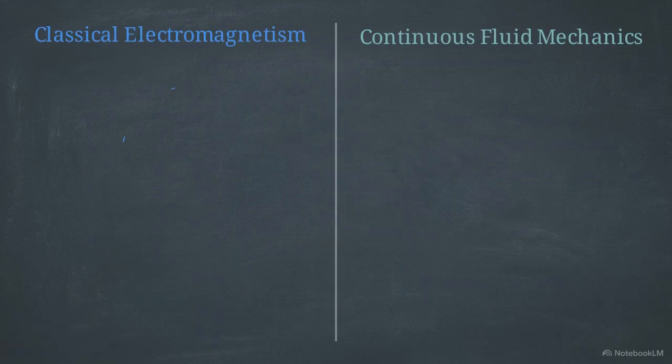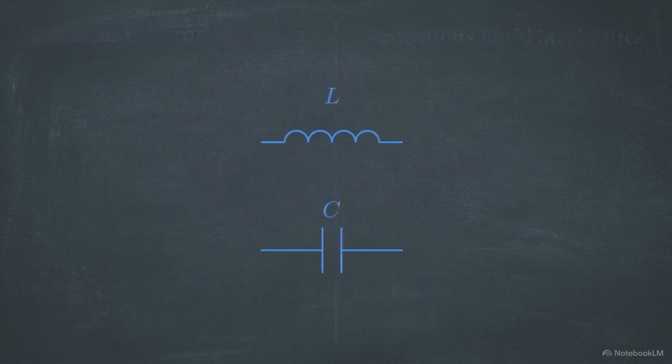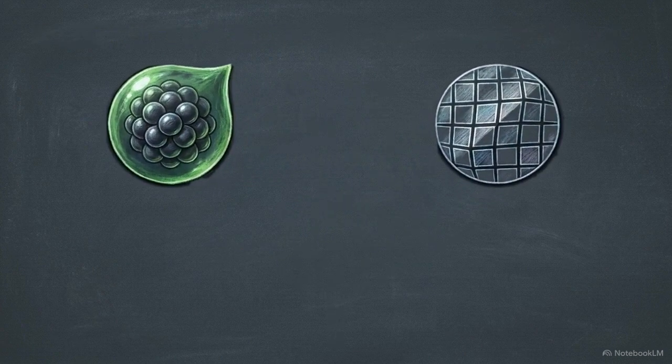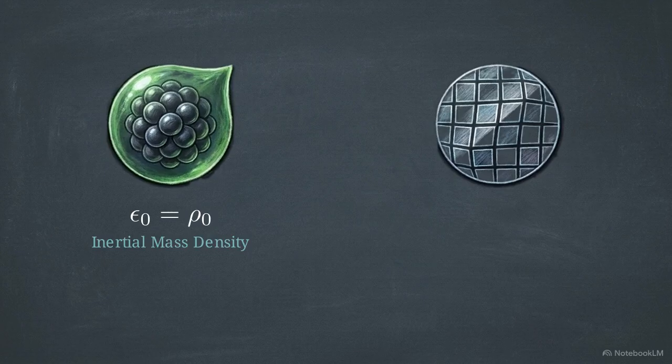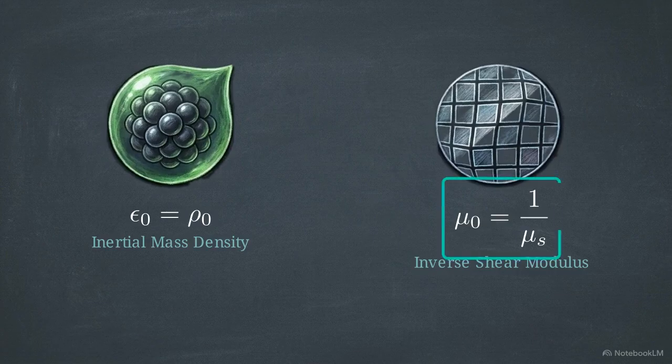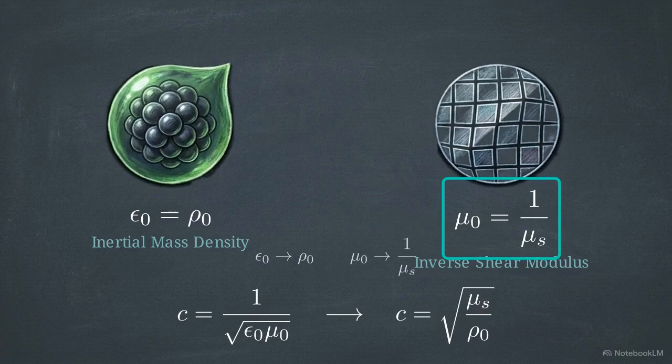This visualization shows the explicit mathematical mapping between classical electrical circuits and continuous fluid mechanics. The resistance, inductance, and capacitance of empty space map perfectly to acoustic fluid limits. Vacuum permittivity, denoted as epsilon naught, evaluates geometrically as the exact inertial mass density of the quiescent tau fluid. Vacuum permeability, mu naught, equates to the inverse macroscopic shear modulus. It dictates the structural mechanical compliance of the fluid under isotropic tension.